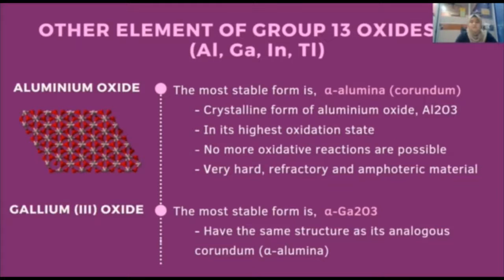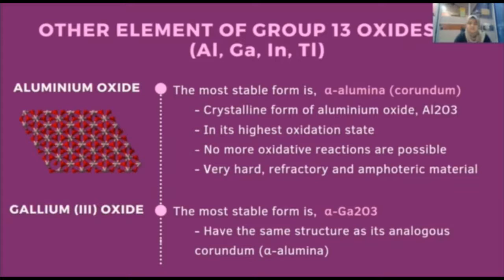For aluminum oxide, the most stable form is alpha alumina, also known as corundum. Corundum is the crystalline form of aluminum oxide, and it is in its highest oxidation state, so no more oxidative reactions are possible. Alpha alumina is a very hard, refractory, and amphoteric material. Like I mentioned just now, aluminum oxide is amphoteric, which means that it can react as both acid and base. Therefore, alpha alumina is also an amphoteric material.